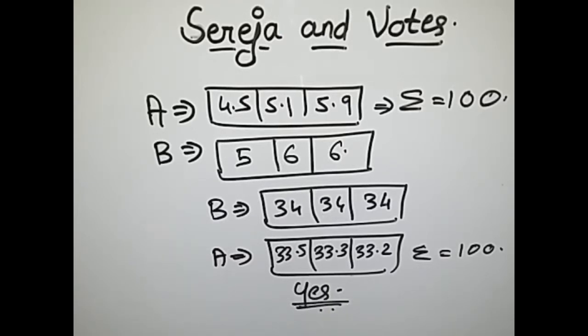If the sum is not possible then our answer should be printed as no. So this is what the sum is. We just have to find if there is any array A which is possible whose sum is equal to 100, and after rounding off it will become B. So now how can we solve this problem?